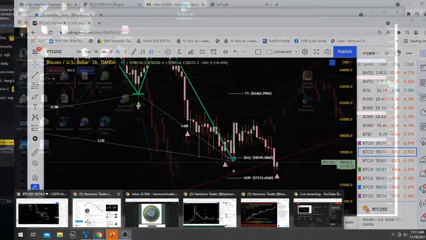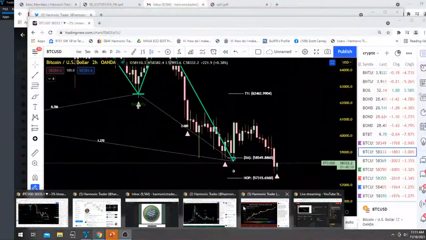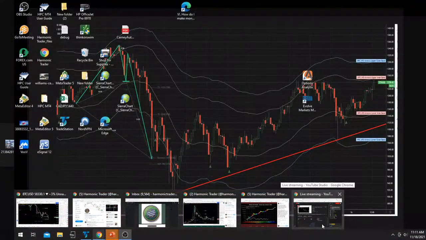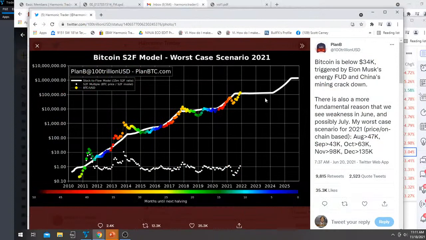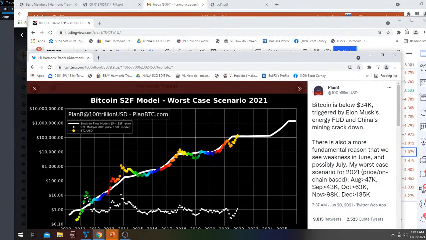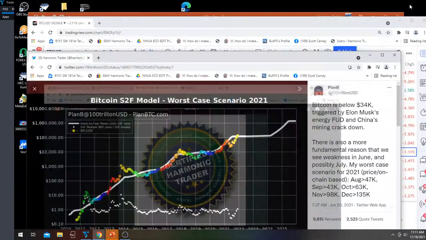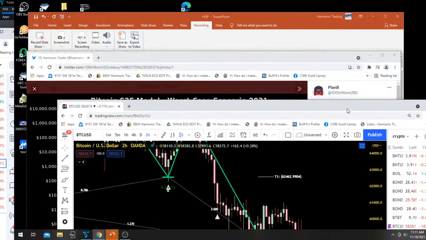I want to go right into Bitcoin. I'm going to revisit that stock to flow chart as well today. And we'll also talk about the HOP, Harmonic Optimal Price.